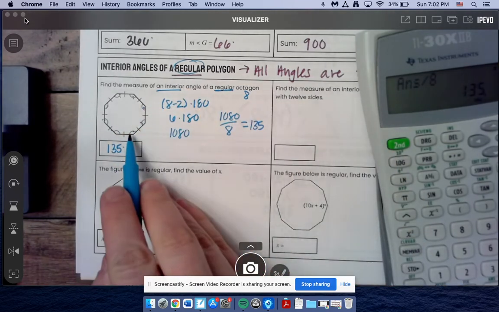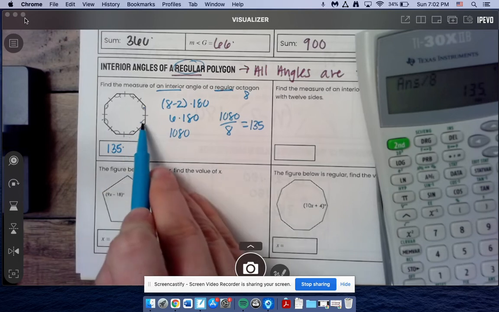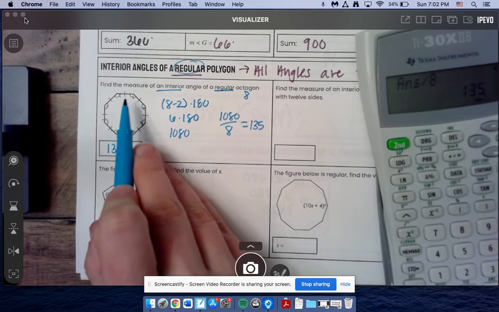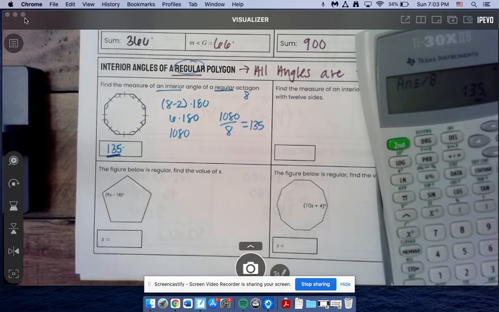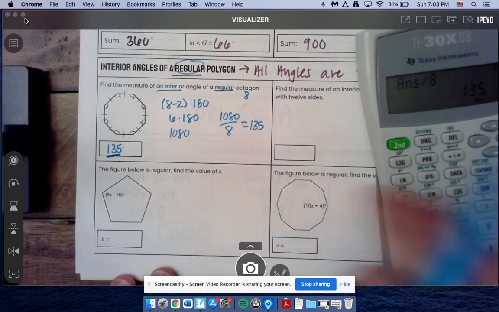So this one's 135 degrees. This one's 135, 135, 135, all the way around. They all measure 135 degrees. Okay? So all we did was we found the sum and then divided by the total number of sides.